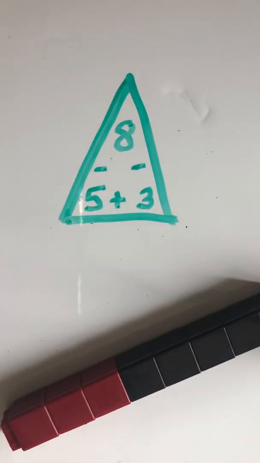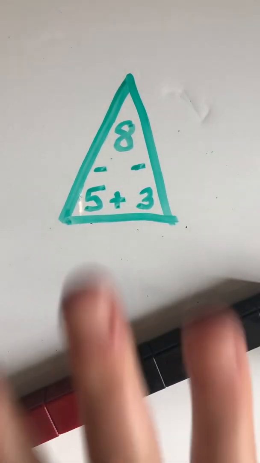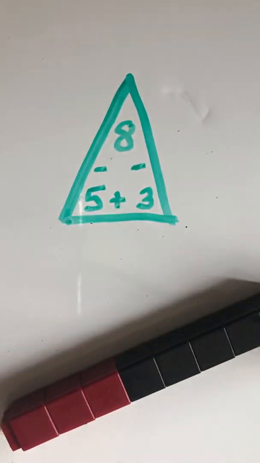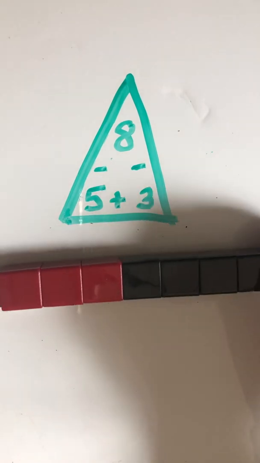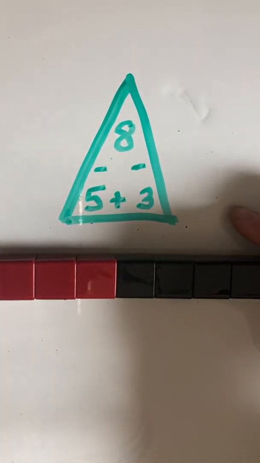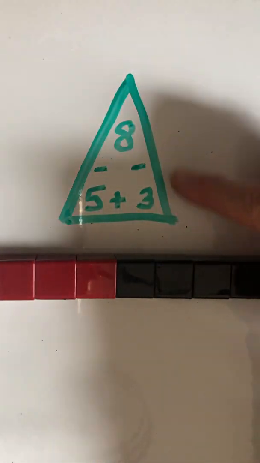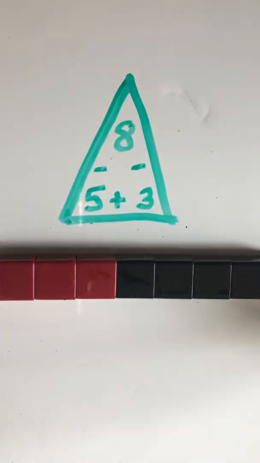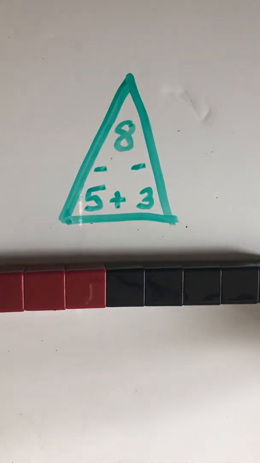And in a fact family, we can make 4 number sentences. We just said all of those number sentences. We said 5 plus 3 is 8, 3 plus 5 is 8. 8 minus 5 is 3, and 8 minus 3 is 5. You can try that with your cubes. Do a different fact family.